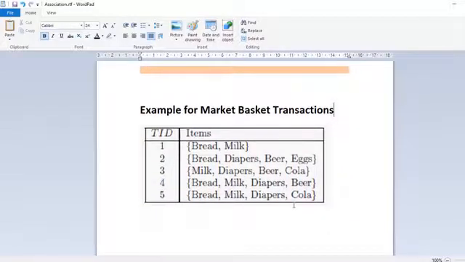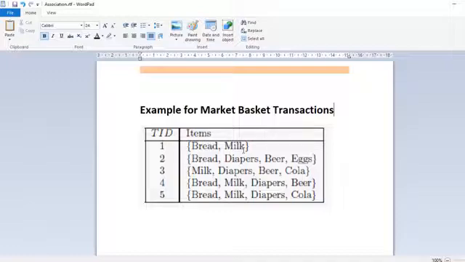This particular table gives an example of market basket transactions. Here each row corresponds to a transaction, which contains an identifier labeled TID, that is the transaction ID, and a set of items bought by a customer. For example, transaction ID 1 says that bread and milk are bought by the customer. Transaction 2 says that bread, diapers, beer and eggs are bought by the customer.